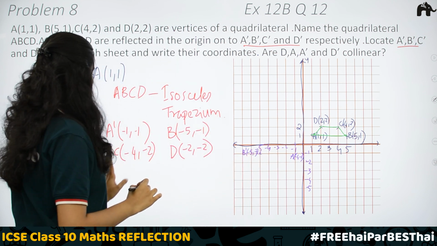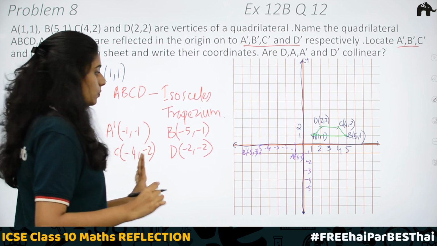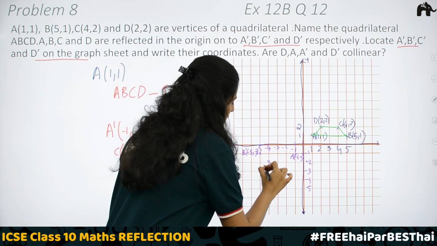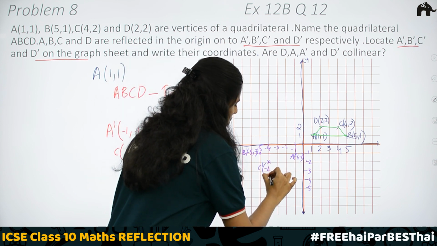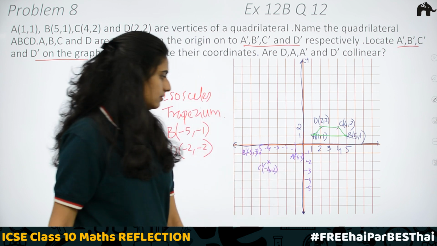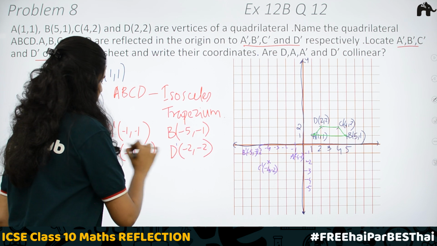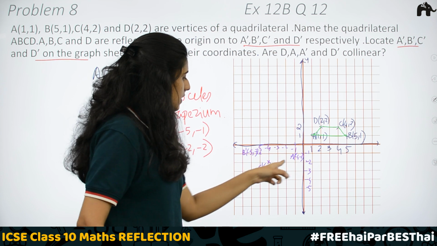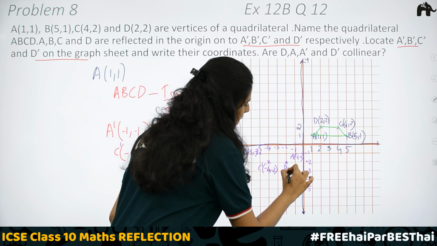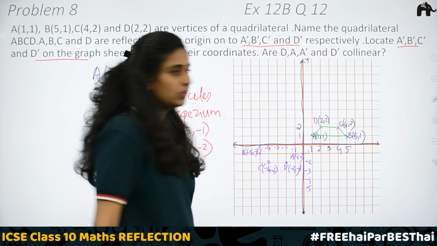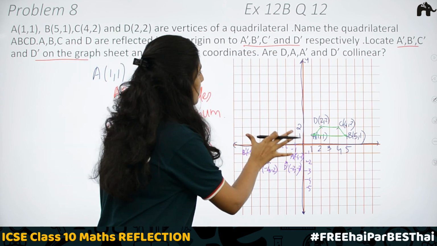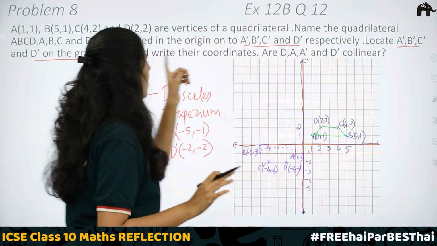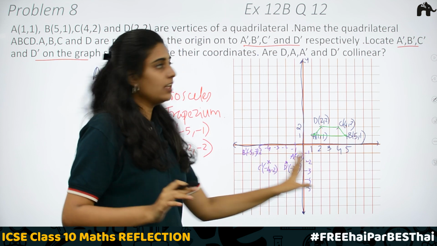Next point C dash, (-4,-2). Where do we have -4? This is -4 and this is -2. Here we get C dash. Next D dash is (-2,-2). Here we have -2 and this is -2. Therefore, D dash (-2,-2). Okay. But here, we have to just locate A dash, B dash, C dash and D dash on the graph sheet and write their coordinates. We have written their coordinates.